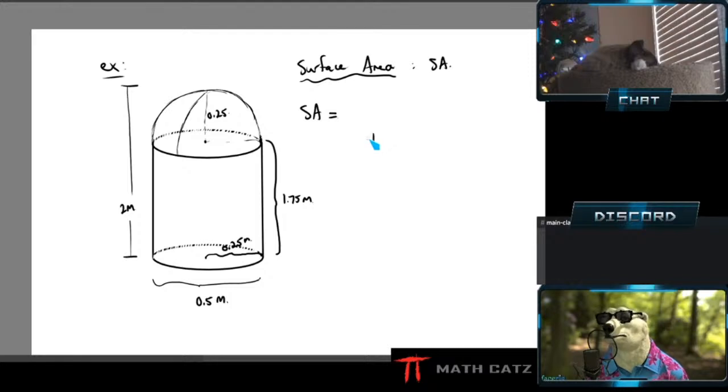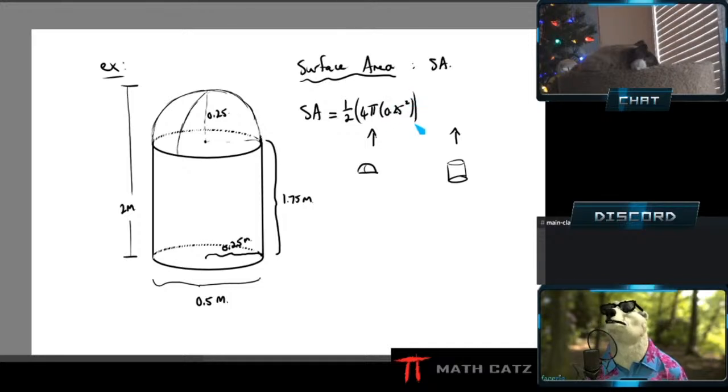Okay, so the half circle. First one here will be the half circle dome thingy. And then we also have to do the cylinder portion. Half circle surface area: it's half of the surface area of a sphere, which is 4 times pi times the radius squared. So 0.25 squared.